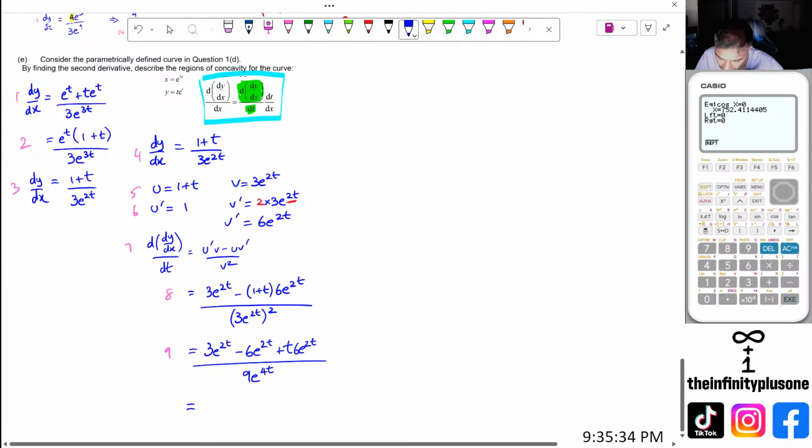So step 10 would be, I could put that as -3 if I wanted to. Yeah, let's do that. No, wait. I don't want to mess it up here. 6e^t, -6e^t. Oh, and I forgot minus t. That should be minus there, not plus.